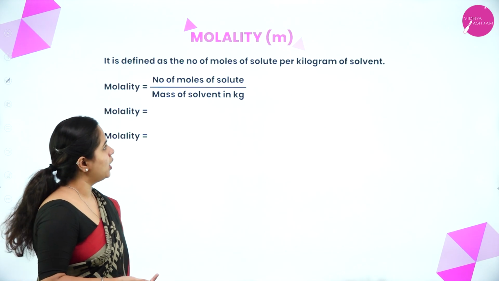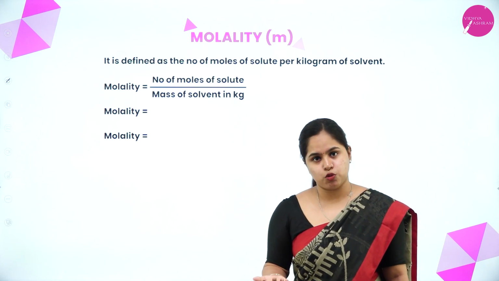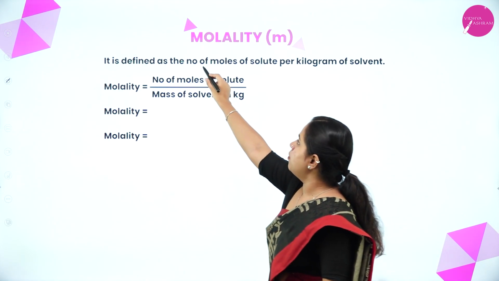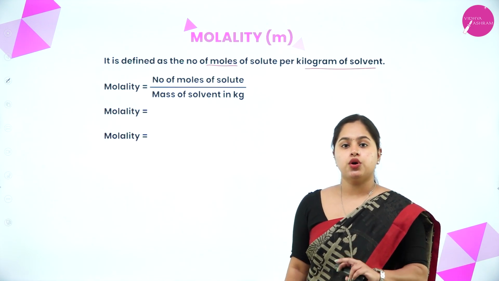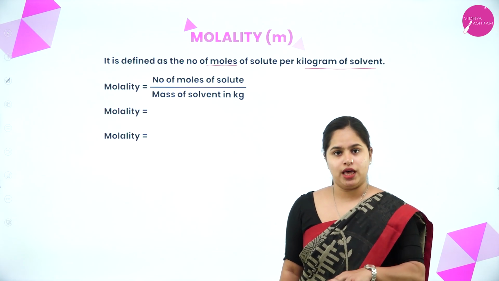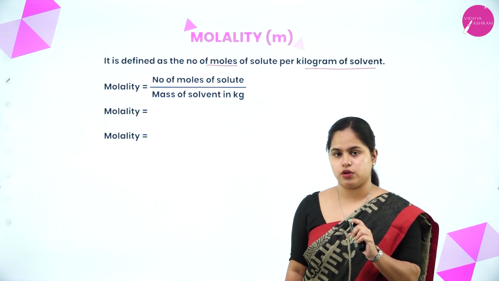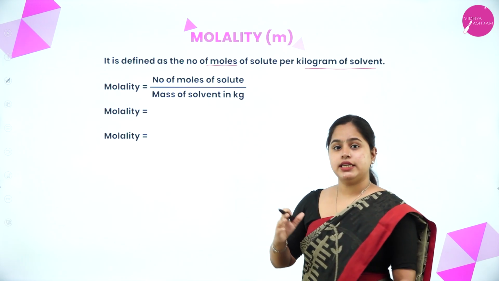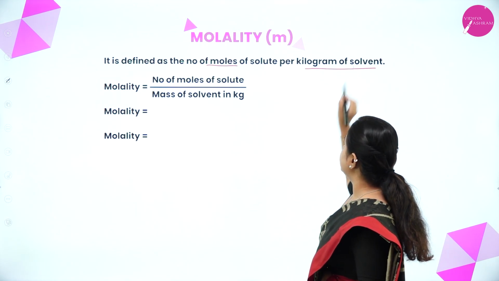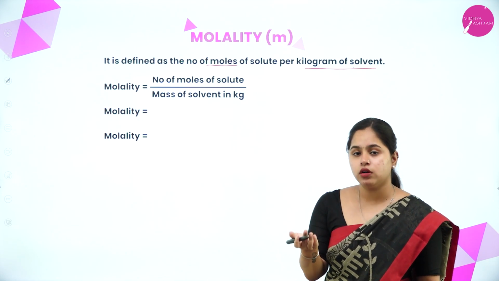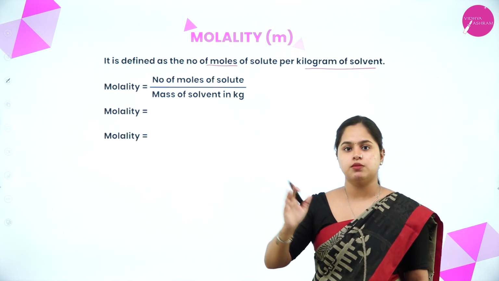Clear? Now let's move on to the last concentration term, molality. So now what is molality? It is defined as the number of moles of solute per kilogram of solvent. So you have to be very clear with molarity and molality. Molarity is the number of moles of solute present in 1 liter of your solution, and molality is the number of moles of solute present in 1 kilogram of your solvent, right? Not solution, 1 kilogram of your solvent. Molarity is in terms of volume and molality is in terms of mass, right?